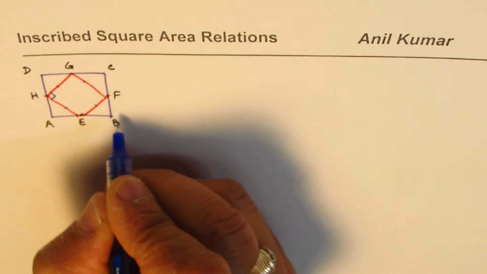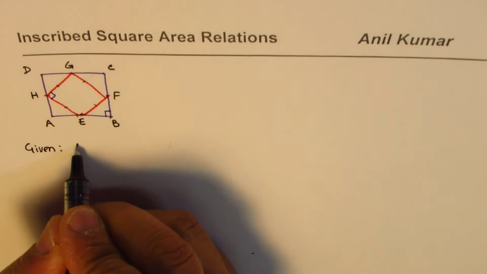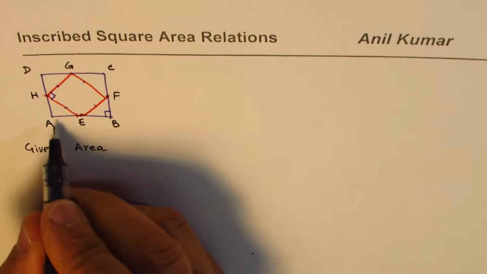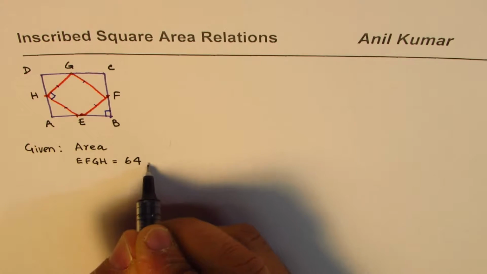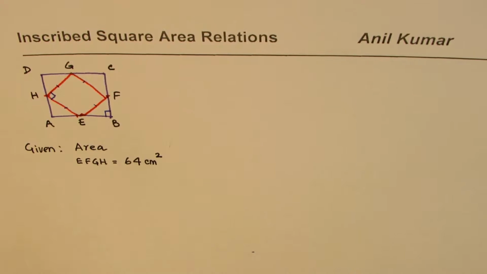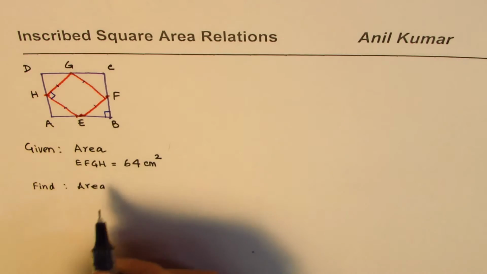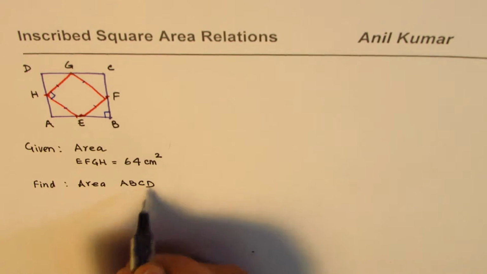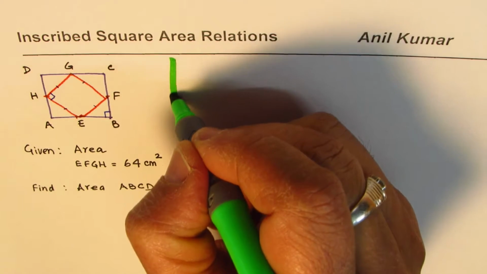All the sides are equal, okay? And let us say it is given: the area of the inside square, which is EFGH, equals 64, let the unit be centimeter square. And you need to find the area of the outside square, which is ABCD. So that is the question for you. You can pause the video and solve the question. Okay, let us see how to solve such a question.